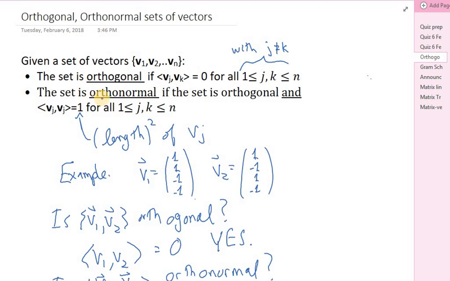Now, if the set is orthonormal, there's an additional condition that the set is both orthogonal and the inner product of any vector with itself is equal to 1. So here's an example. I have v1 and v2. Is v1 and v2 orthogonal? In this case, there's only one inner product to check. And if you check that inner product, you get 0, so the answer is yes. Now, is v1 and v2 orthonormal? Well, you need to check the inner product of v1 with itself and the inner product of v2 with itself.